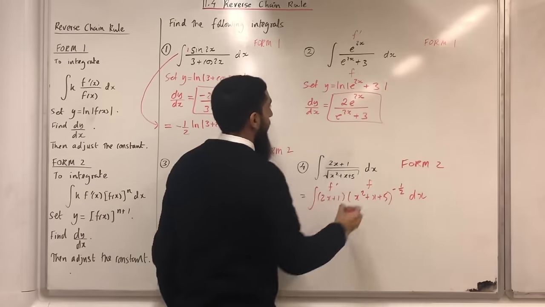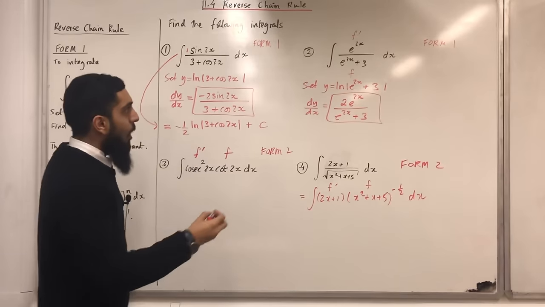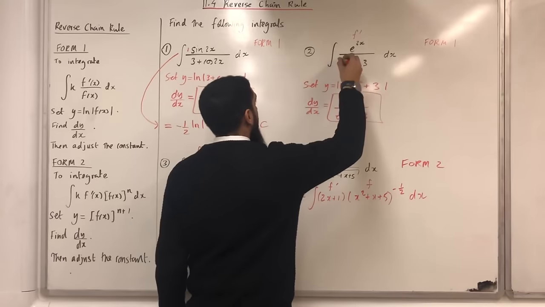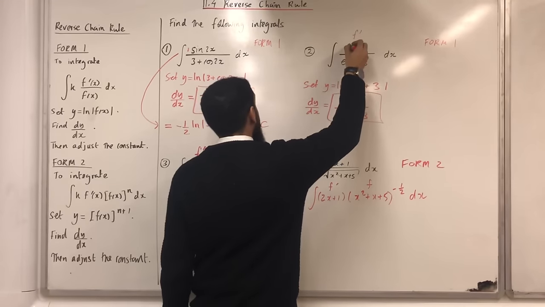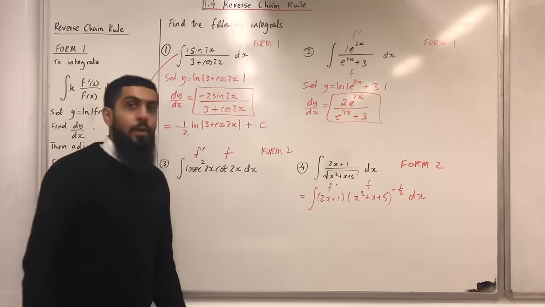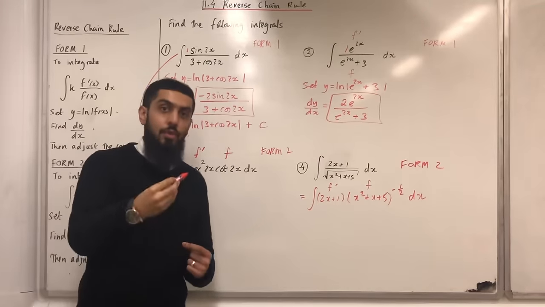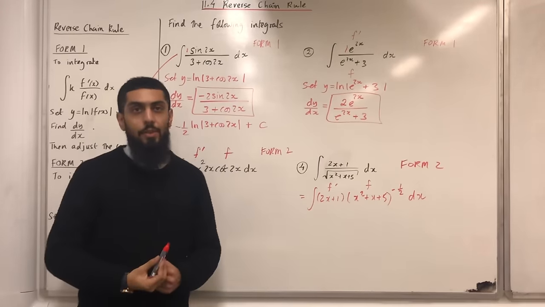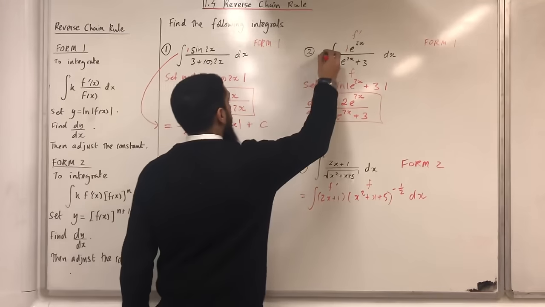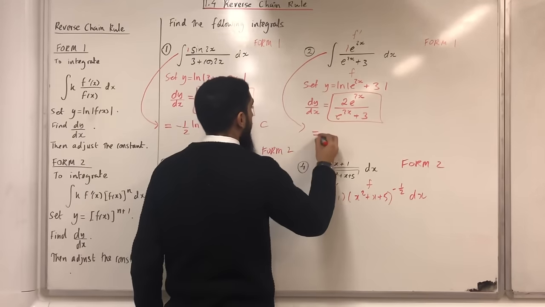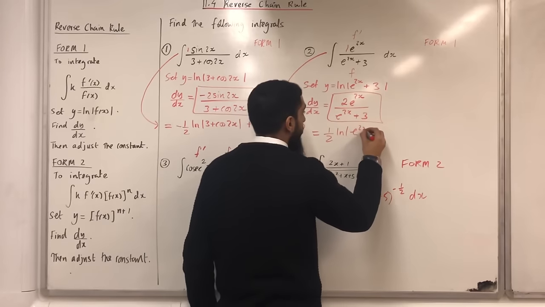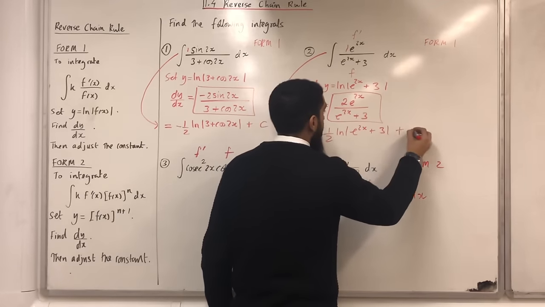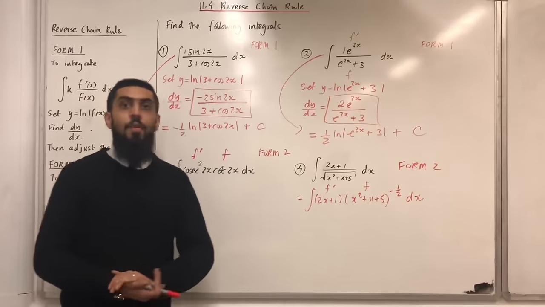Therefore, I know that the integral of this will just be ln mod e to the power 2x plus 3 plus c. Now, if I go back to this fraction over here, what I have in front of the e to the power 2x in the numerator is a 1. I need to say to myself, okay, how do I go from 2 to 1? Well, I can divide by 2. Therefore, this integral over here will just equal 1/2 ln mod of e to the power 2x plus 3 plus c.